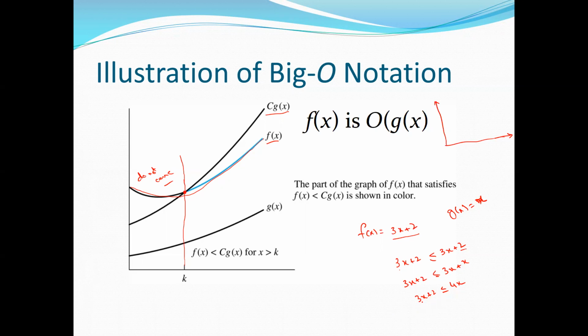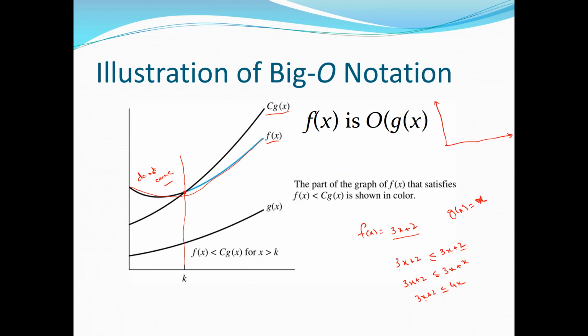Okay, then that means this inequality is not true, right? For 1 it is not true. I will find the next value, that is 2. If I substitute 2 here, this will become 6 plus 2, that is 8, less than or equal to 4 into 2, 8. So this holds. Why? Because 8 equals 8.